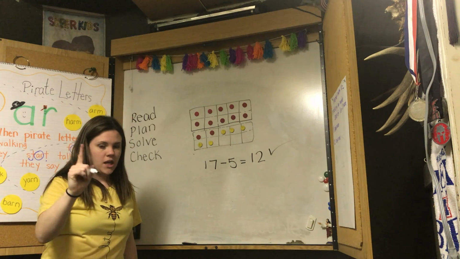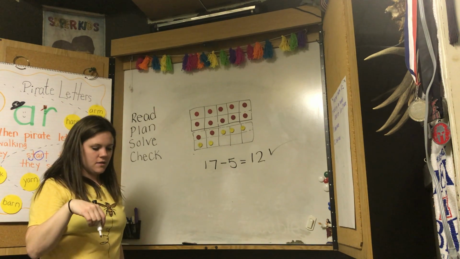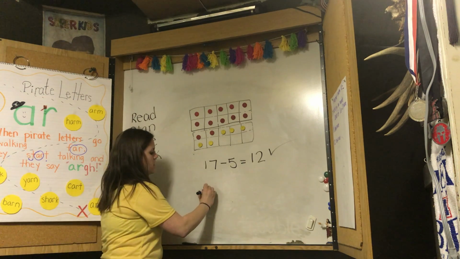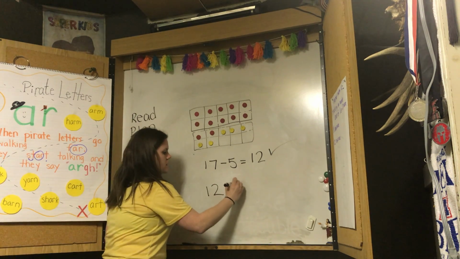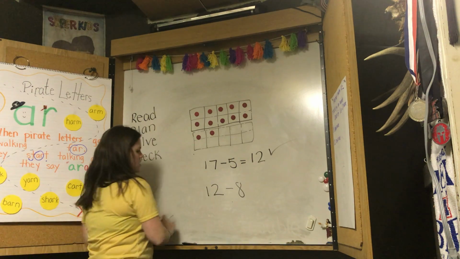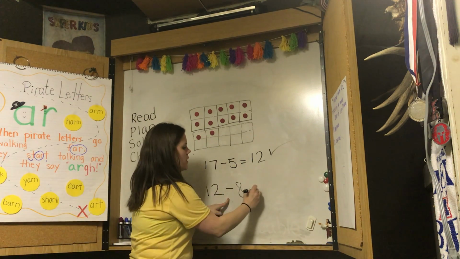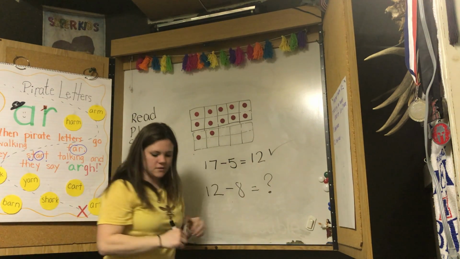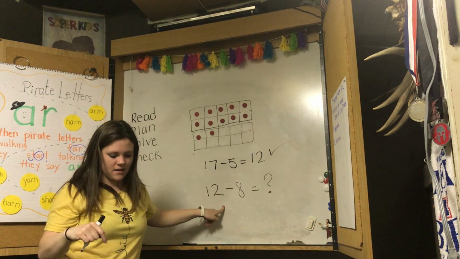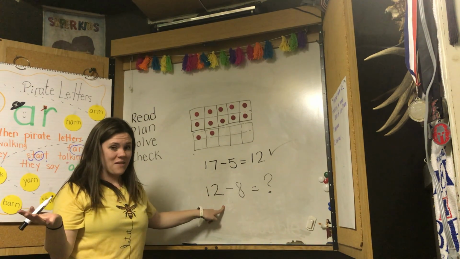But then he uses 8 blocks to build a house. And I'm taking 8 away from 12. That's what's left, right? 12 take away 8. I'm going to move this because now my whole is 12. Take away 8. You let me know how many blocks are left, okay?